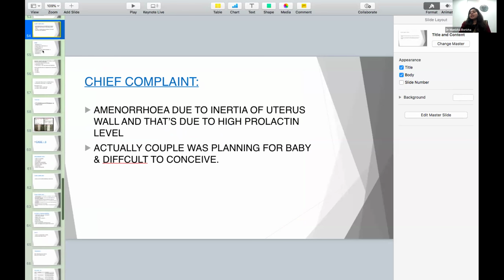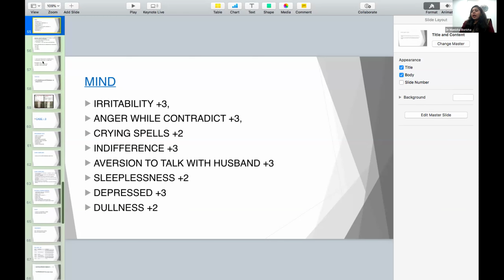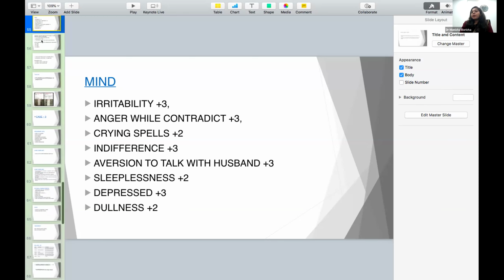Chief complaint: she has amenorrhea due to inertia of the uterus, wall thickening, and high prolactin level. Actually, the couple was planning for a baby and had difficulty to conceive. Next. Mind: irritability +3, anger while contradicted +3, crying spell +2, indifference +3, aversion to talk with husband even +3, sleeplessness +2, depression +3, dullness +2. Next.